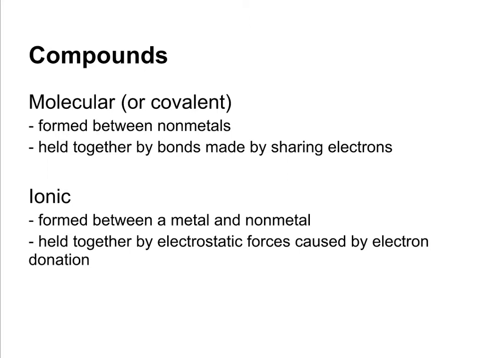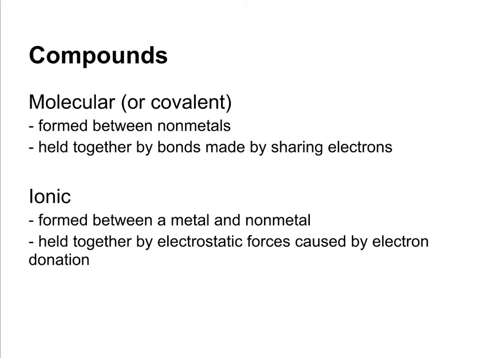Molecular compounds are sometimes called covalent compounds because they have covalent bonds holding them together. Molecular compounds are formed when two nonmetals combine, and they're held together by covalent bonds, which are made of shared electrons. Ionic bonds form between a metal ion and a nonmetal ion, or a cation and an anion, and they're held together by the electrostatic forces caused by that electron donation.